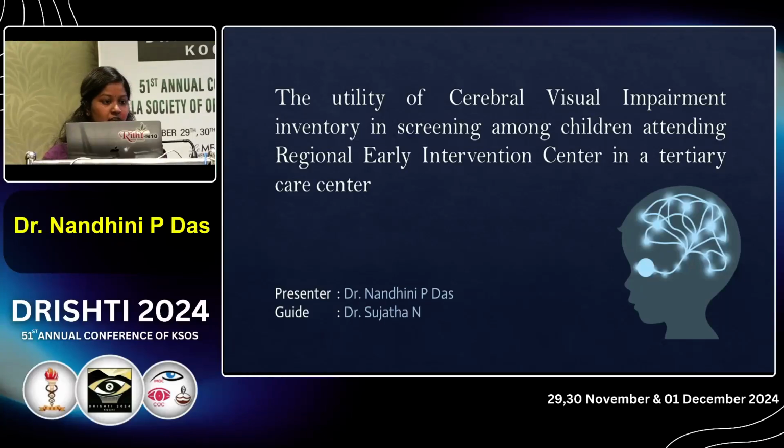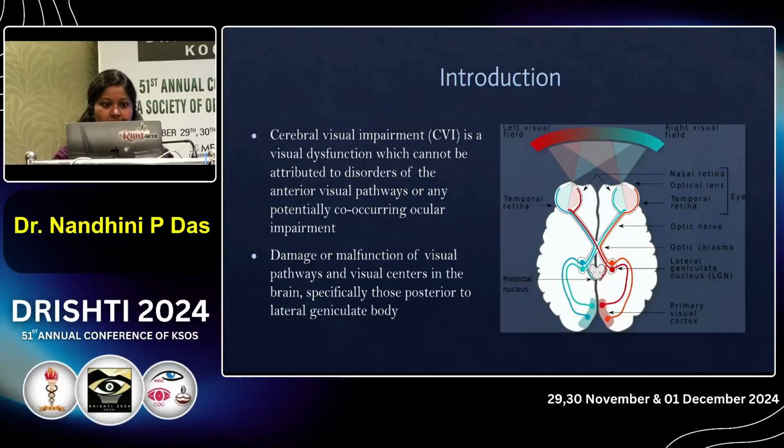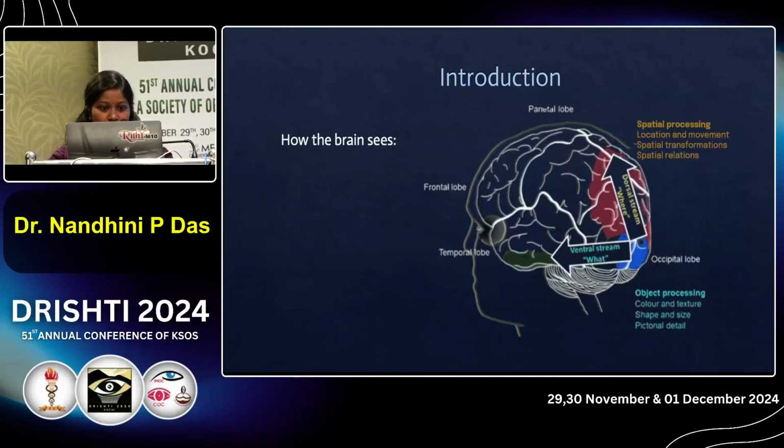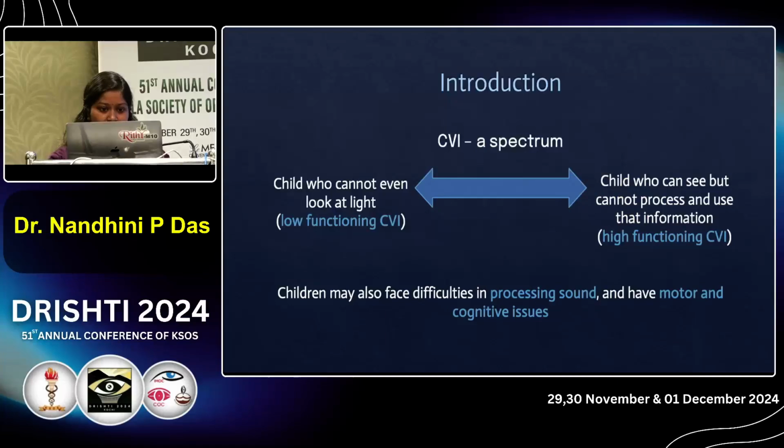Good afternoon. I am here to present my study topic on the utility of the cerebral visual impairment inventory in screening among children attending the Regional Early Intervention Center in a tertiary care center. So the term cerebral visual impairment implies that the site of visual impairment is present in the parts of the brain that process visual information. The damage to the dorsal and ventral stream is responsible for the clinical features of CVI. So it is a spectrum ranging from low function CVI to high function CVI.